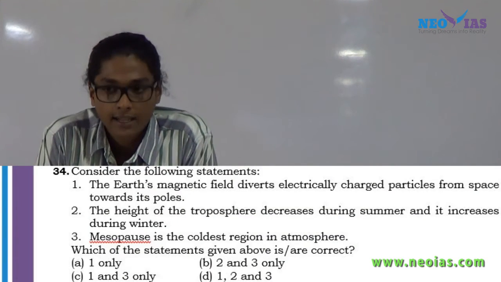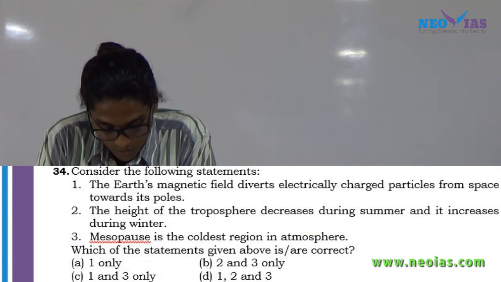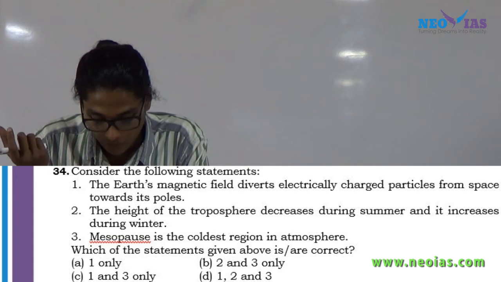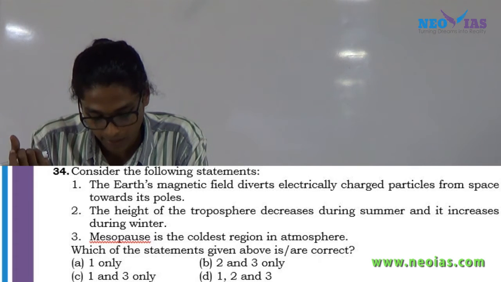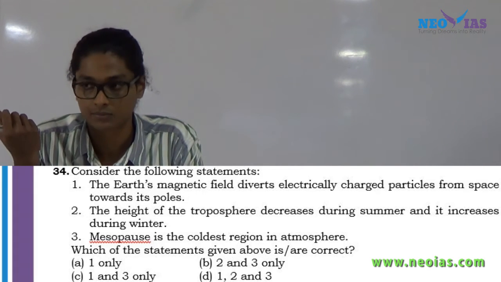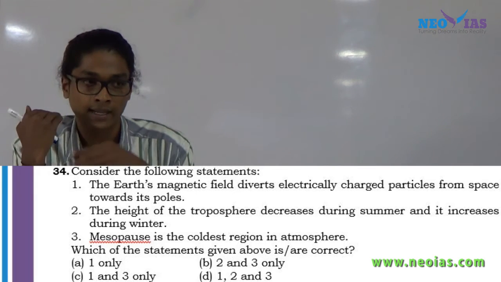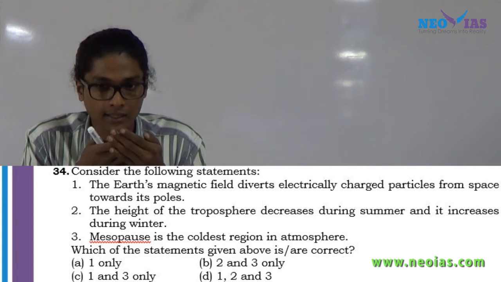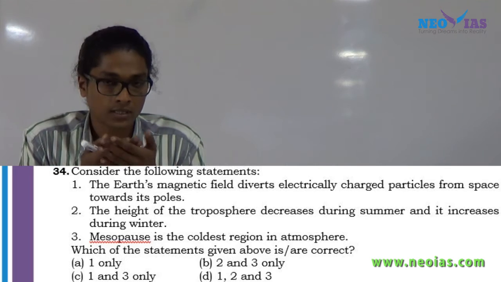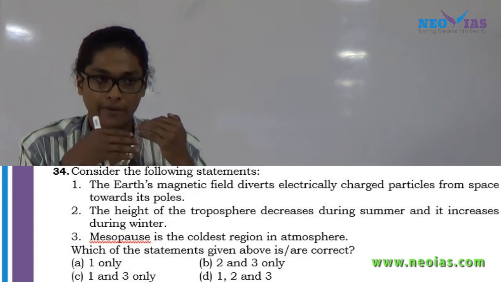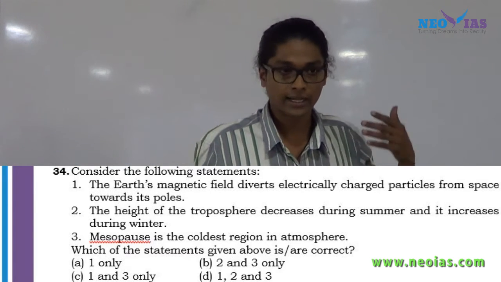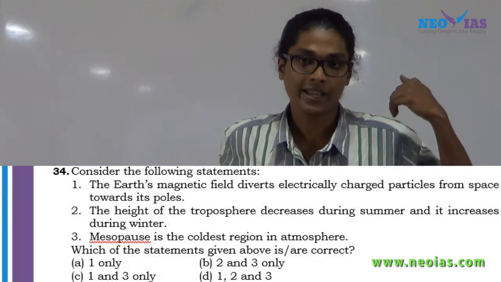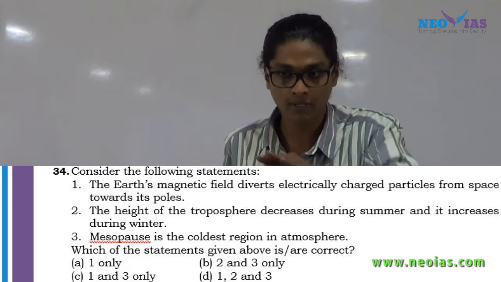Go through the 34th question. Go through that second statement specifically. The height of the troposphere decreases during summer and it increases during winter. Now we have discussed that the height of the atmosphere as well as the troposphere changes with season. During the summer season we will be having high insolation and high convective currents. Therefore the height of the troposphere will be increased during the summer when compared with winter.